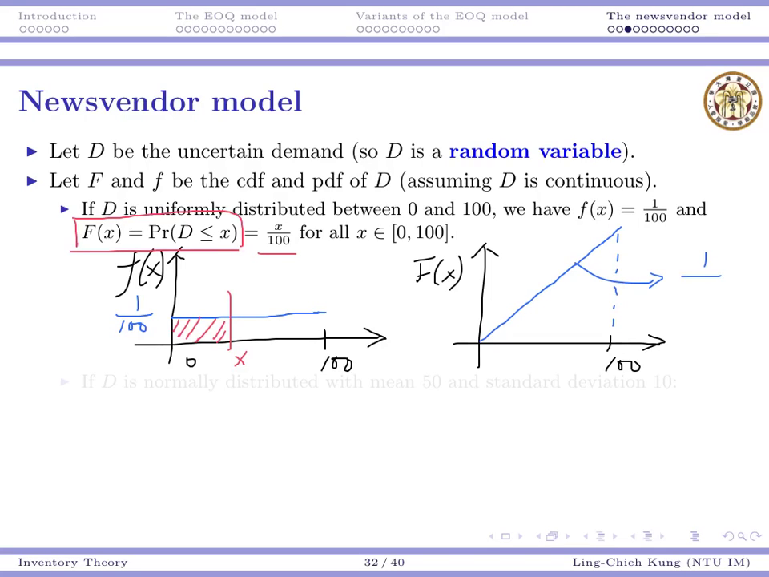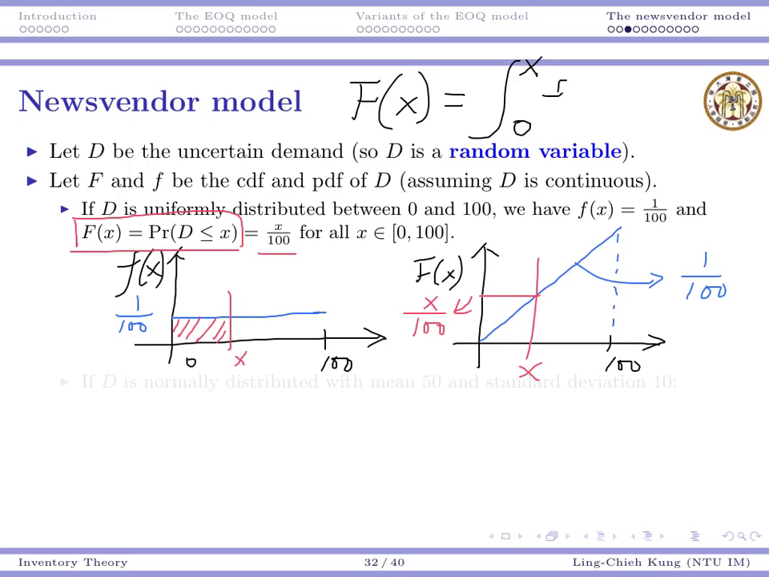Okay, the slope is 1 over 100. And then given each number x, I can get x over 100 as the probability for the demand to be less than or equal to x. So for this particular example, you can see that the probability for D to be less than or equal to x is exactly an integral from 0 to x. Okay, we have this relationship, and that will be the key for further derivations. But at least you know this is uniform distribution.